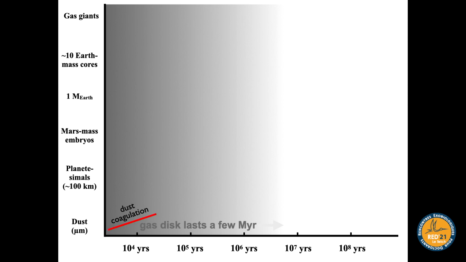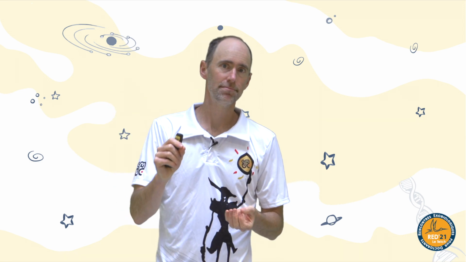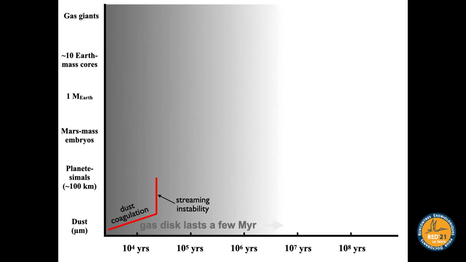So starting off from small dust grains, micron-sized dust grains, as we saw, they can stick together and grow up to pebble size, up to maybe millimeter or centimeter size. Then those pebbles can drift, they can clump in certain places and grow by the streaming instability into planetesimals. This is a key big jump in size from millimeter, centimeter sized things up to 100-kilometer scale planetesimals.